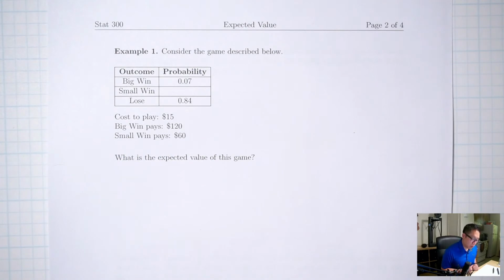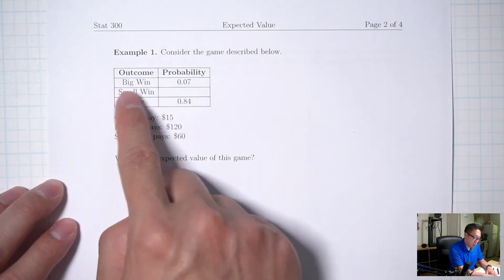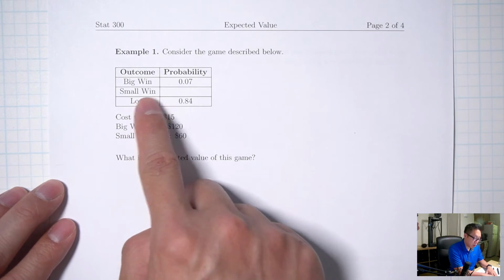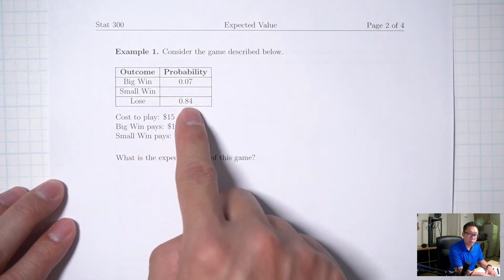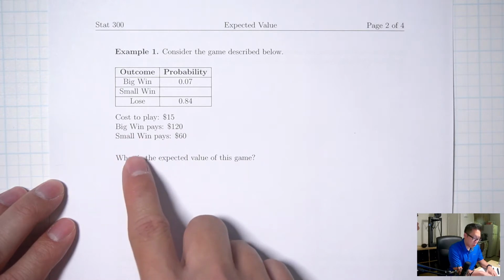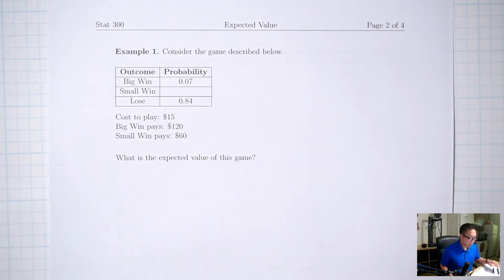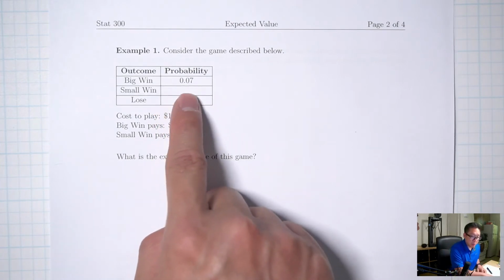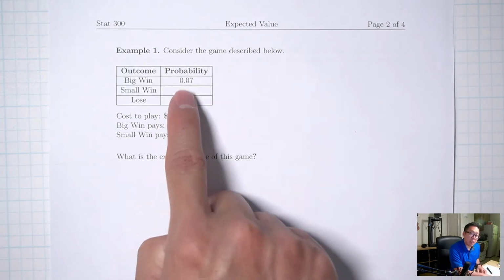Example 1. Consider the game described below. Big win, probability 0.07; small win, blank; lose, 0.84. Cost to play, $15. Big win pays $120, small win pays $60. What is the expected value of this game? Notice that there's a missing blank here. So the first thing we actually need to do is find that missing blank.